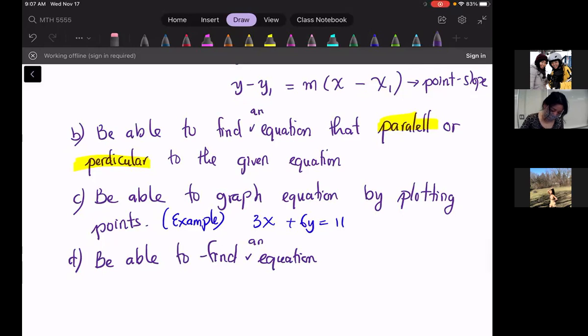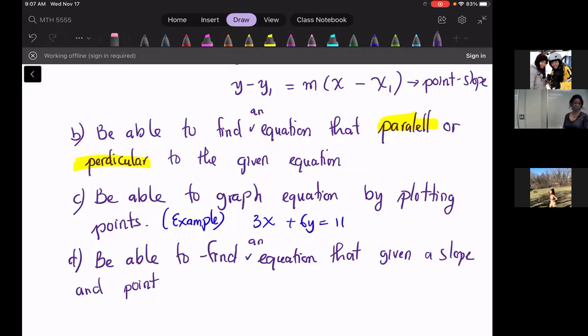Be able to find an equation given a slope and a point. Do you know how to do this? This is easy, right? What do you use to find this? Yeah, point slope form, just plug it in, right? So this one is very easy. Let me highlight that for you. Easier than the perpendicular or parallel.